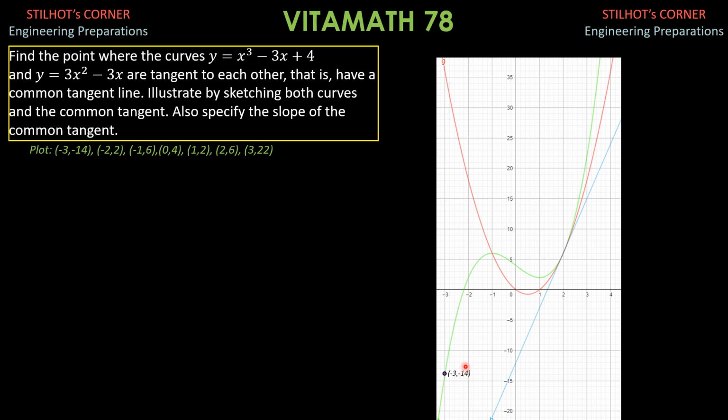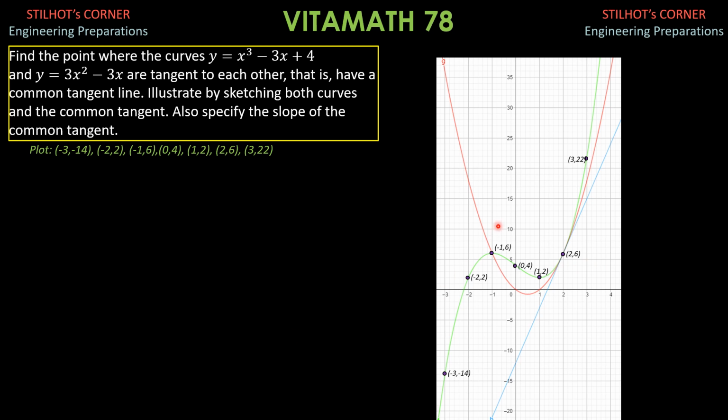Then negative 2 comma 2, which is that point there. Then negative 1 comma 6, 0 comma 4, then 1 comma 2, 2 comma 6, which is this, and finally 3 comma 22. So here.